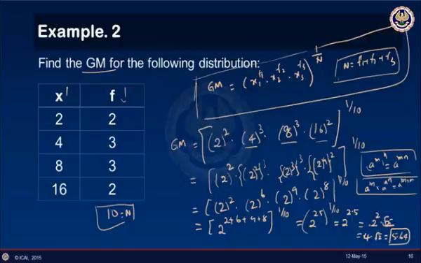This can be written as 2 squared into 2 to the power of 0.5, which is root 2. That is 4 into root 2. 2 squared is 4, root 2 is 1.41, so 4 into that is 5.64. That is the answer.